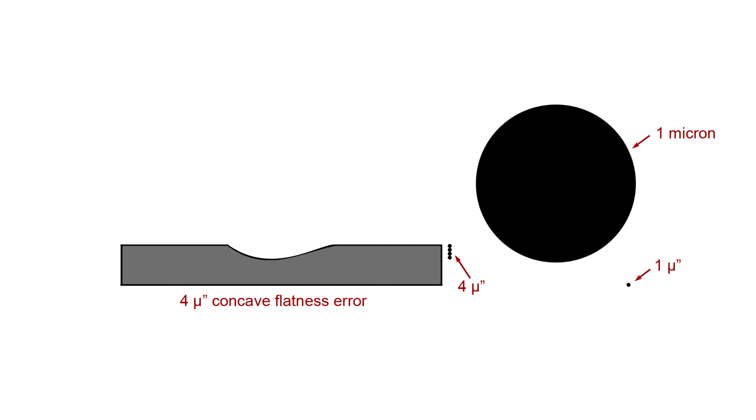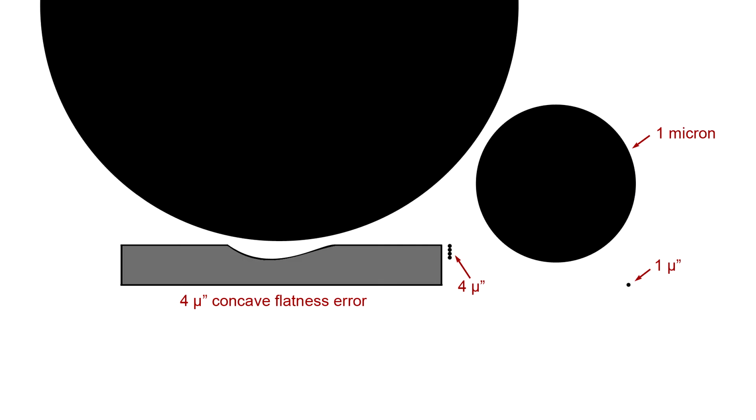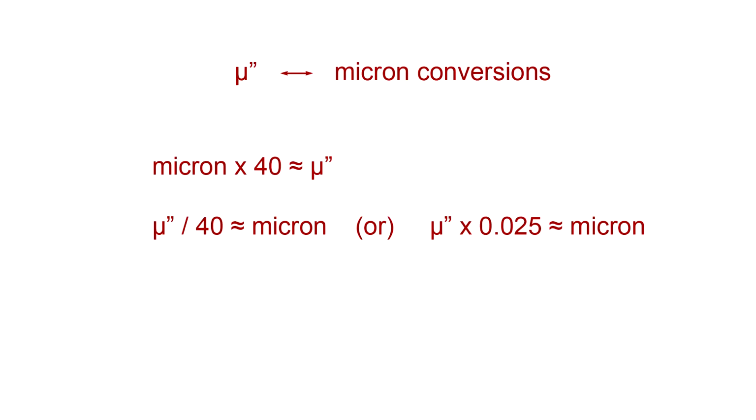When considering lapping, it's interesting to compare typical grit sizes with the final flatness goal. A 3 micron grit is generally considered pretty fine, but it's large compared to the 4 microinch flatness error. I'll frequently include both units in this discussion, but if only one is given, just multiply a micron dimension by 40 to get microinches, or divide a microinch dimension by 40, or multiply by 0.025 to get microns.